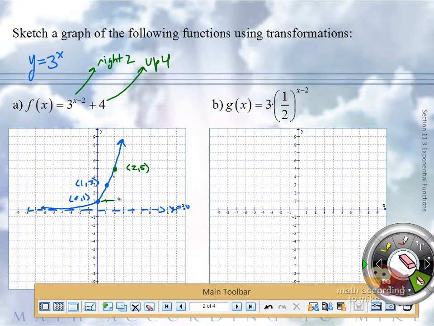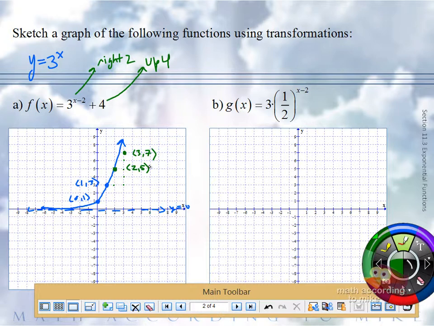Okay, let's do the same thing to 1, 3. I moved 1, 3 right 2. I'm at 3, 3, up 4. I'm now at 3, 7. All right. Now let's do the same thing for the horizontal asymptote. If I take a horizontal line and move it right 2, how does it change? It doesn't. It stays at y equals 0.